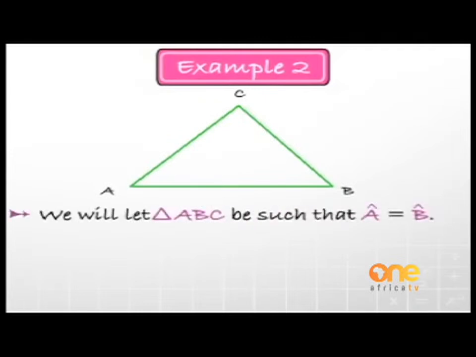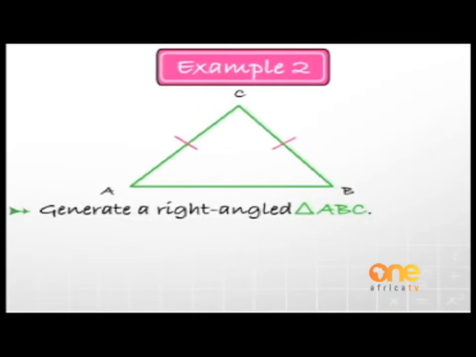We will let triangle ABC be such that angle A is equal to angle B. Furthermore, the magnitudes of the sides are arbitrary, but we know that AC is equal to BC. We first want to generate a right-angled triangle ABC. So we let angle C be equal to 90 degrees.